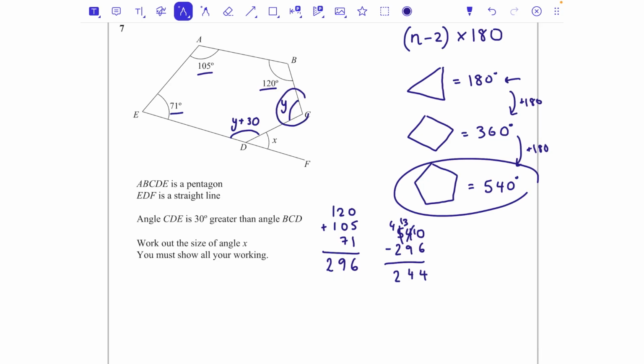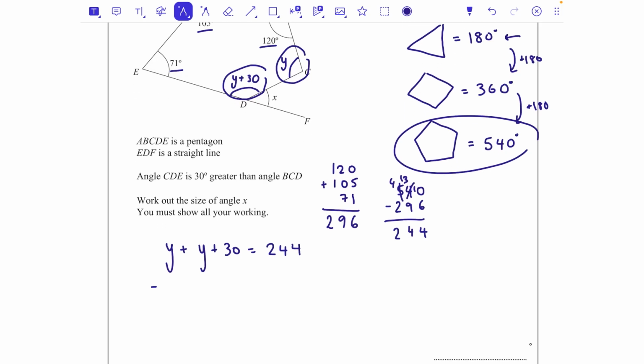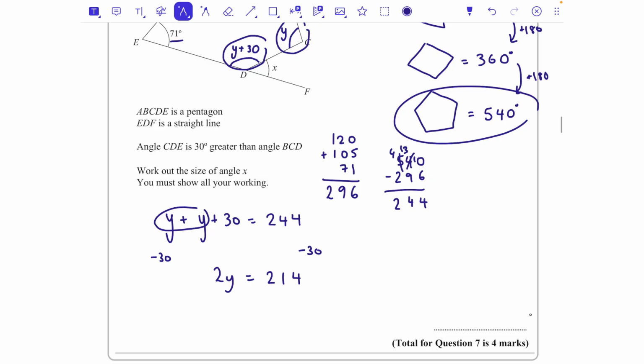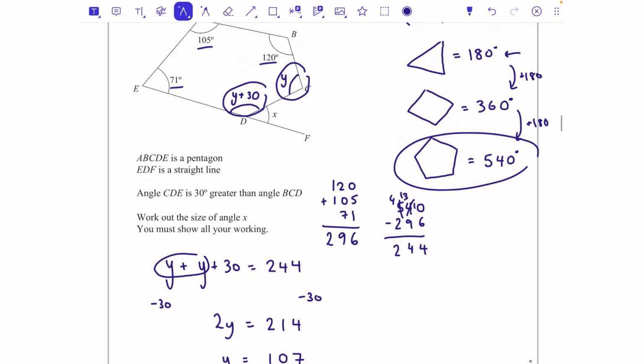Great, so we know that this one and this one, so Y add 30, need to equal 244 degrees because that is what is left. We're then going to take 30 away from both sides. So 2Y, because that's all I'm left with now, is 214. And then I'm going to divide that by 2. So Y is 107 degrees. So that means that this one here is 107 degrees and this one over here is 30 degrees bigger, so that's 137 degrees.